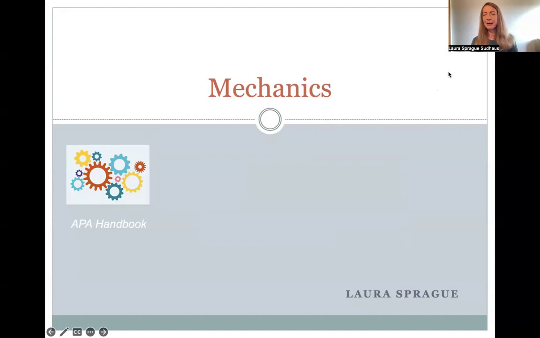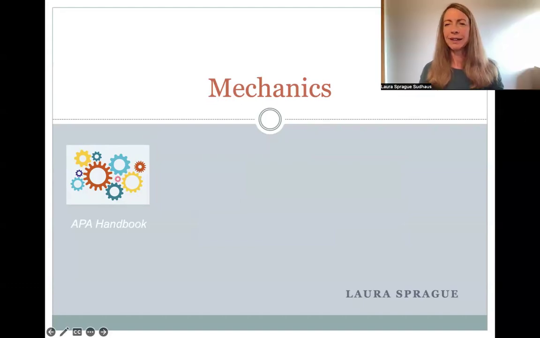PowerPoint. I wanted to get my little picture a little bit bigger so you could see me. Ooh, there we go. Okay, so what are mechanics? Does anyone have an idea? Mechanics are these little rules or technicalities related to written language. So when we speak, you don't necessarily see these things. So let's see what they are.